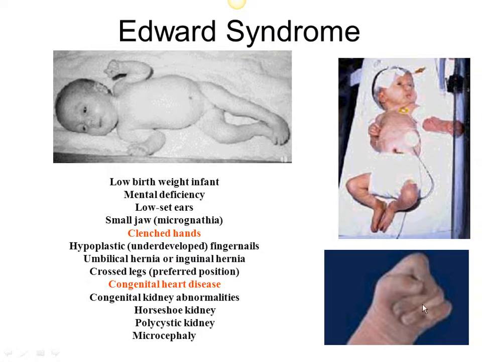Edwards syndrome has not as much obvious external problem. They do have this funny clenched hands, but that's not going to be what kills them. It's going to be congenital heart disease, kidney abnormalities, and other problems like microcephaly, polycystic kidney, and horseshoe kidney. These kidney problems and heart problems are going to cause lethality.